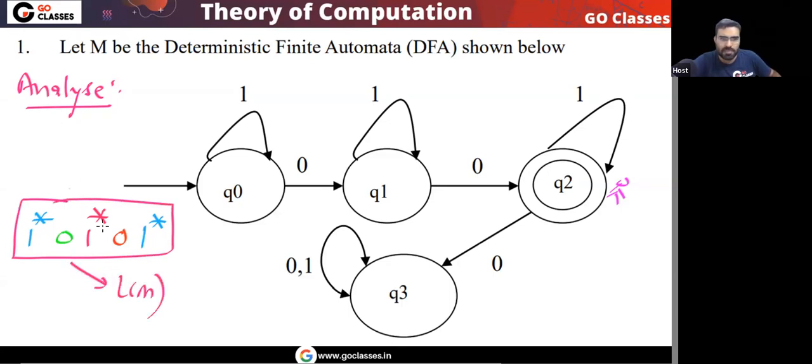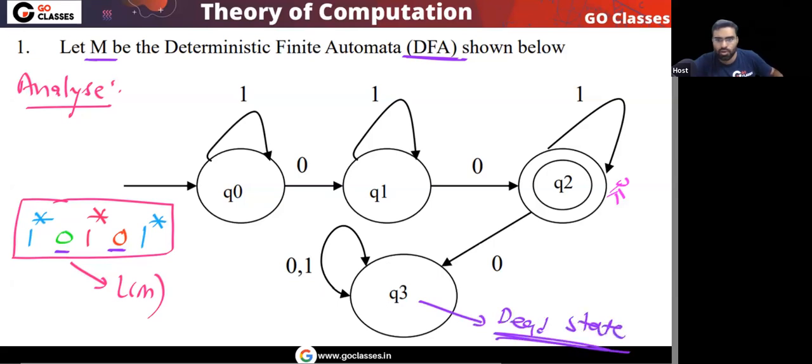Can you notice this is exactly 2 zeros? Yes or no? This is the language where we have exactly 2 zeros. So the idea is very simple. If you look at this DFA, it is accepting those binary strings which contain exactly 2 zeros. When you have 2 zeros, you will go to the final state. If you have more than 2 zeros, then you are going to the dead state.